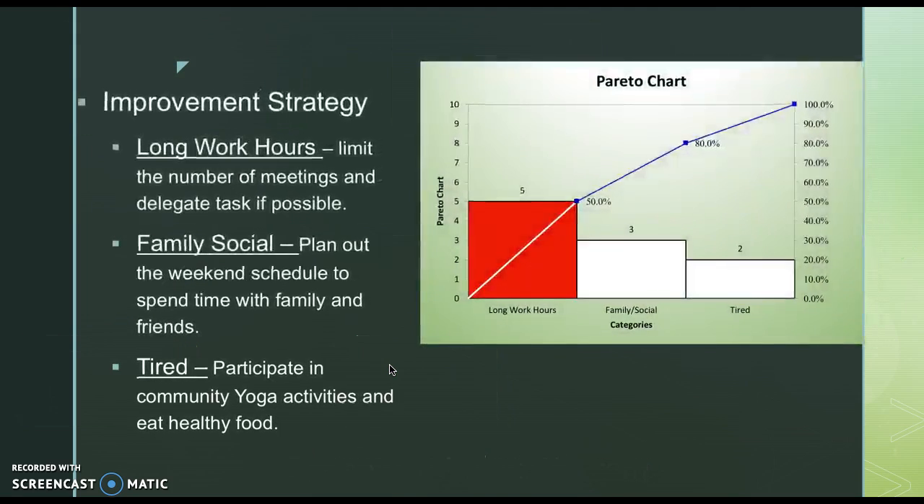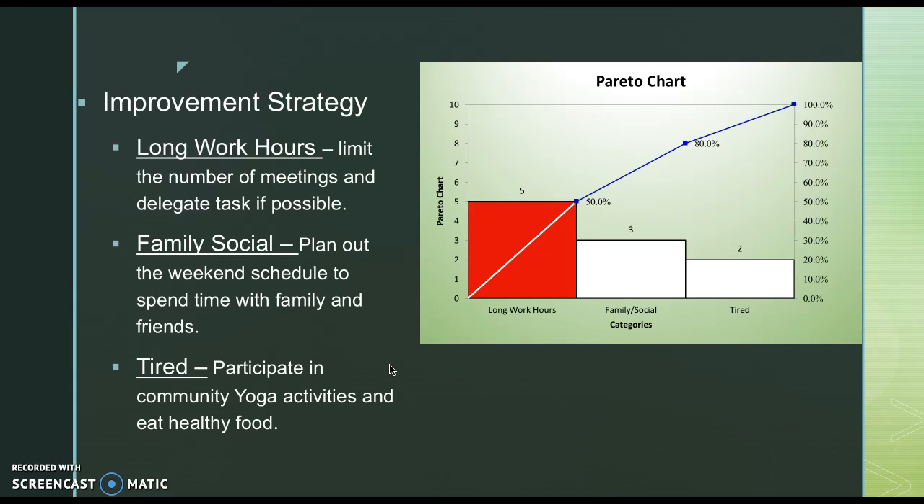So, I plotted the data on a Pareto chart to see which categories were occurring most. And it looks like the long work hours had 50% occurrence amongst the entire data, which means 50% of the time, or at least 5 different times, the reason I have given was the long work hours.